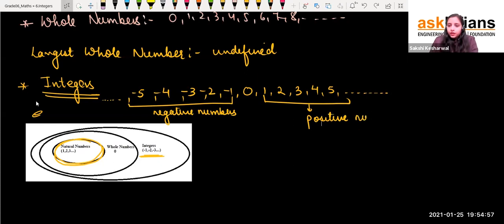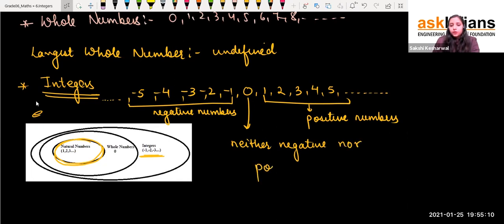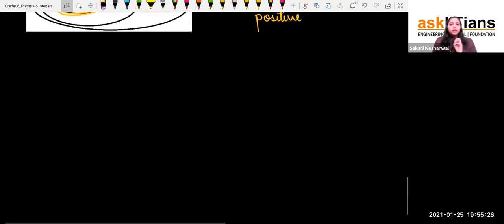And the 0 is neither negative nor positive. I think everyone knows about this very clearly. If you add negative integers to it, it becomes integers. An integer is a much bigger set which consists of whole numbers as well as natural numbers. If I give you one example, can you tell me true or false?